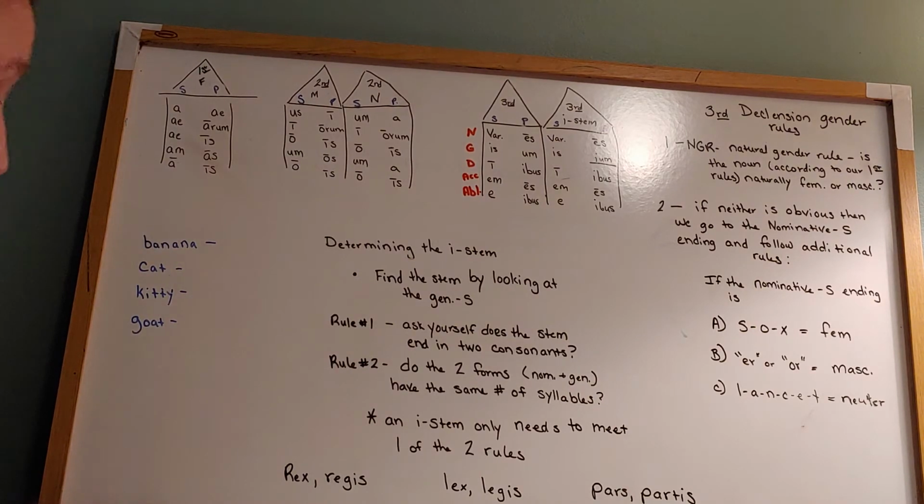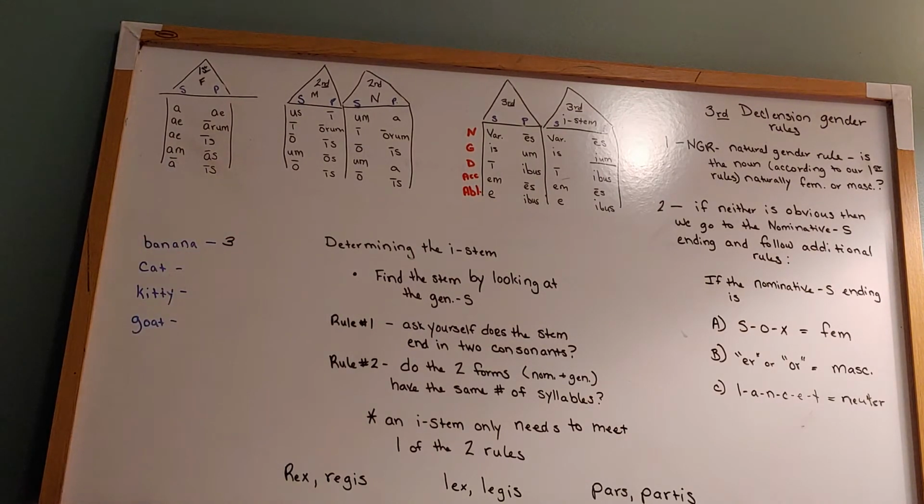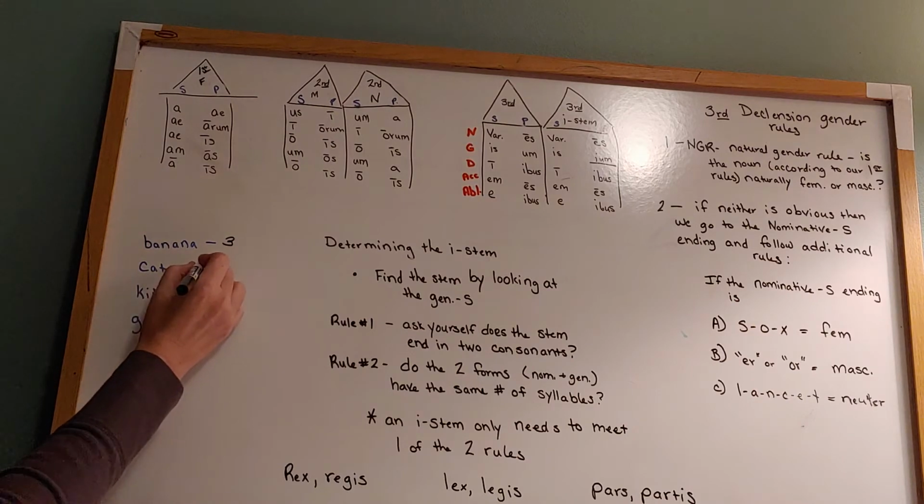All right, so we're going to look over here at banana, cat, kitty, and goat. How many syllables does banana have? Well, to figure that out, how many vowel sounds do we hear when we say banana? We hear 3 vowel sounds, right? So we're going to give banana 3 syllables. Cat, we only hear 1 vowel sound, so we're going to say 1 syllable here.